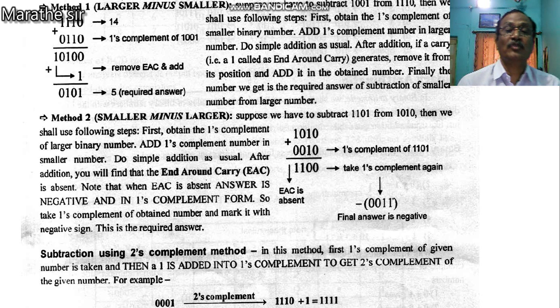This one's complement subtraction method is very simple and it is very useful in digital electronic circuits for the subtraction process. The other method of subtraction is the 2's complement subtraction method.